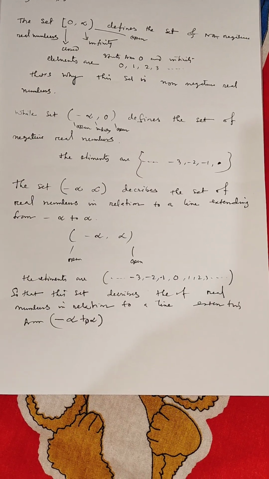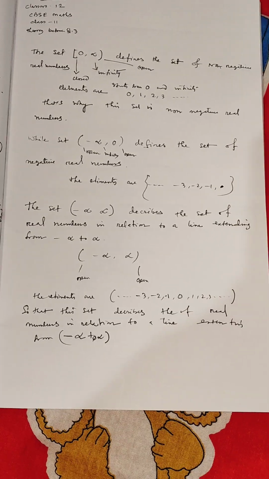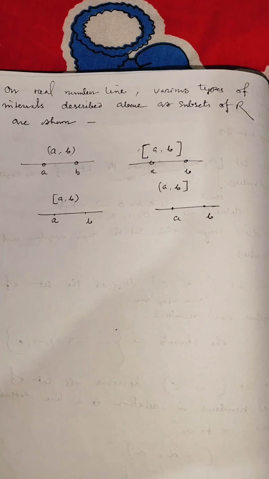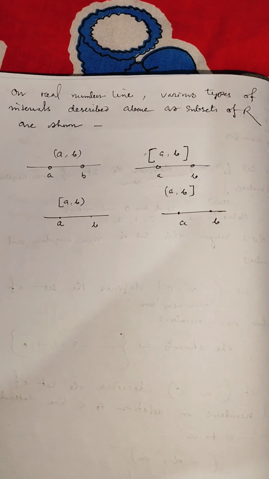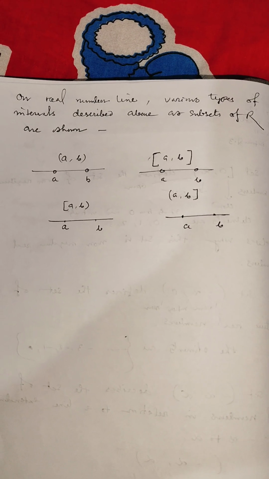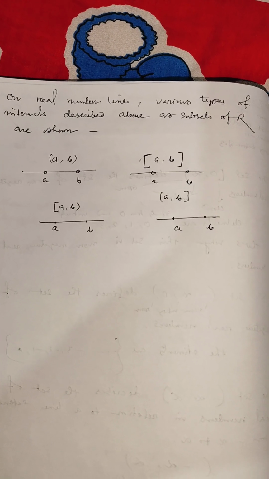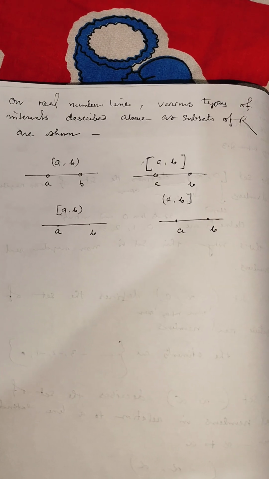Let's do it. Okay, now next. Now students, there are four types of intervals, shown as given below. On the real number line, the various types of intervals described above are subsets of R, as shown.